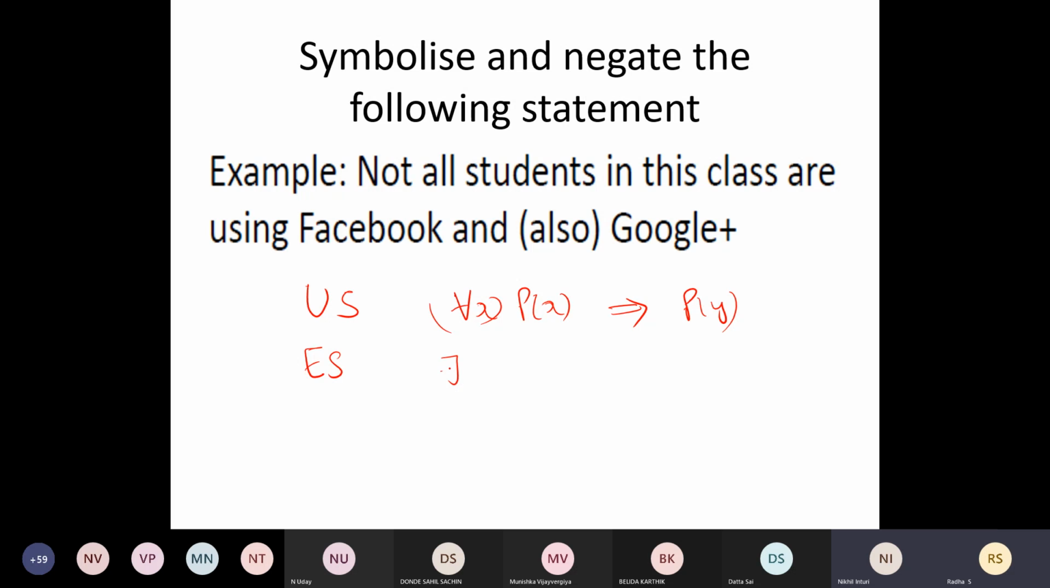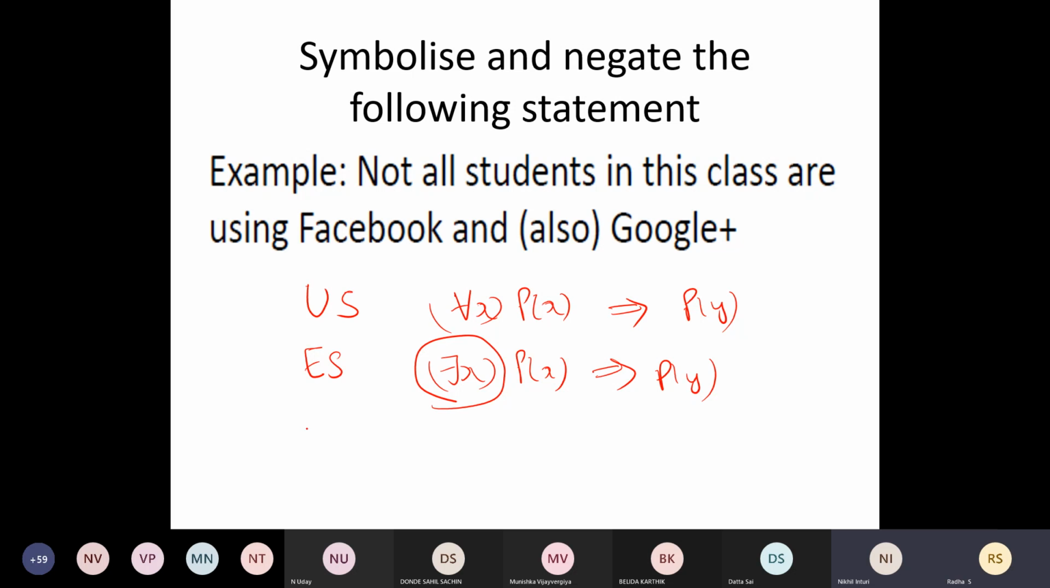Existential specification: there exists x, P of x, implies P of y. Here there is a condition, because it is not true for everything, but I am writing some value here. So you have to take care that this y should not appear as a free variable in other premises. That is very much needed. That means you are specifying something that is not possible, right? You have to be very careful.